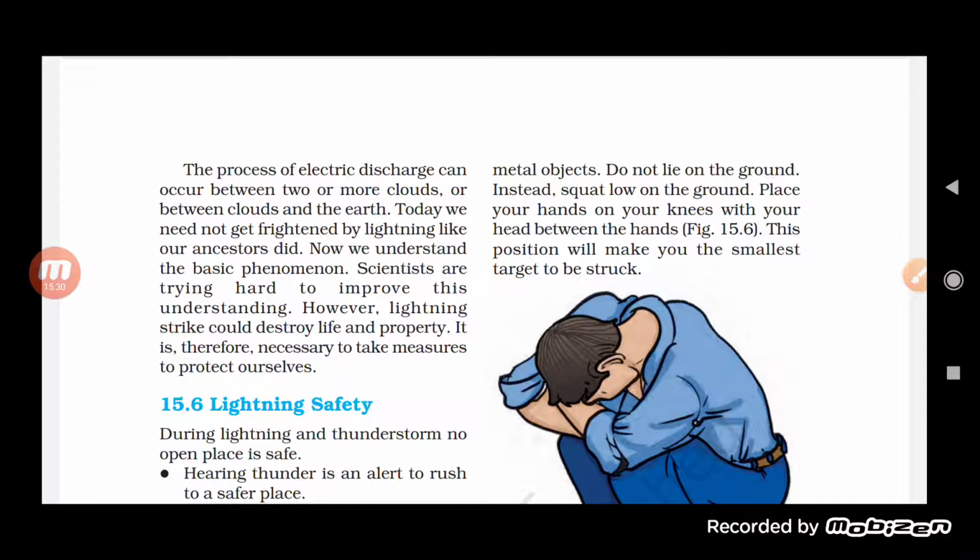Okay, so this is one of the methods by which we can make ourselves a smaller object, and obviously that will help in protecting us from a thunderstorm or lightning affecting us.